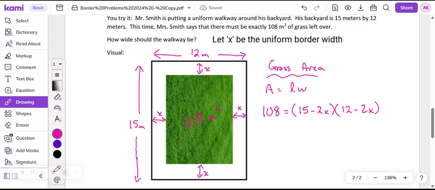Okay, I've given you guys a bit of time. It's the same setup as last one. For the grass area, its area is 108. An expression for its length and width would be 15, the long dimension, minus 2 borders, and then the small dimension, 12 minus 2 borders. And then the solve is the exact same steps as the previous one. Expand everything on one side, and then use an appropriate technique to factor. Maybe I'll do the expanding with you guys.